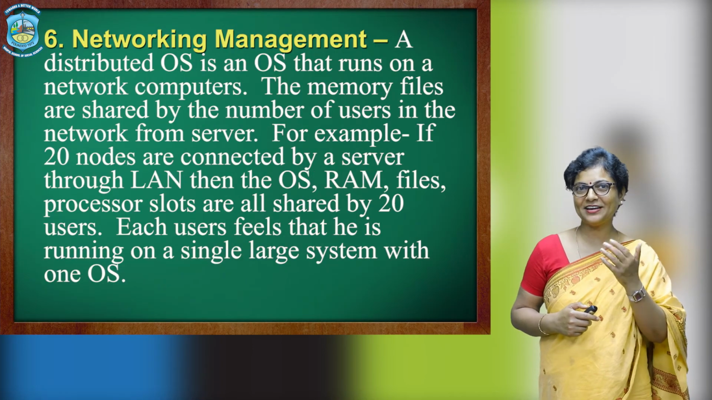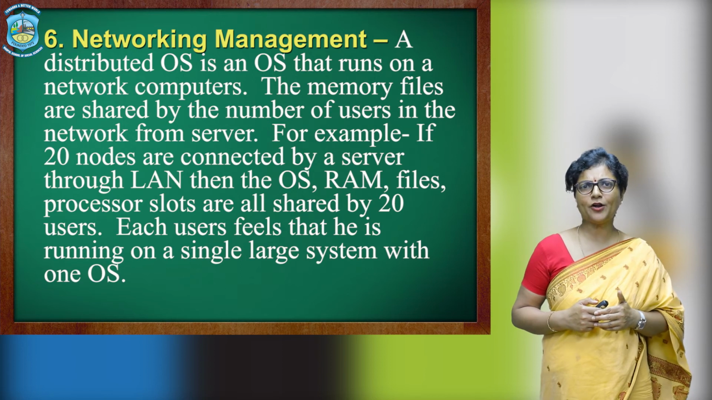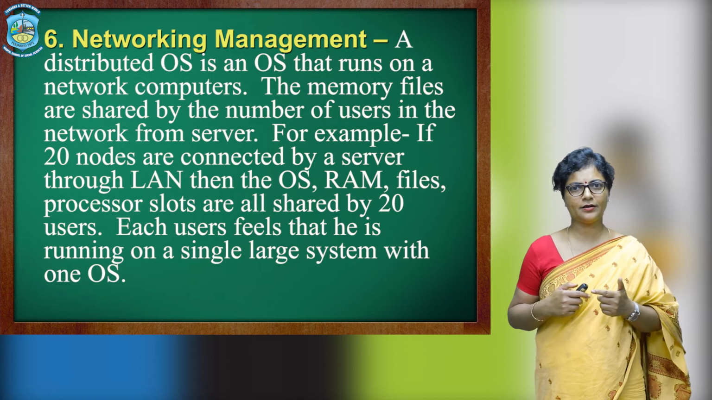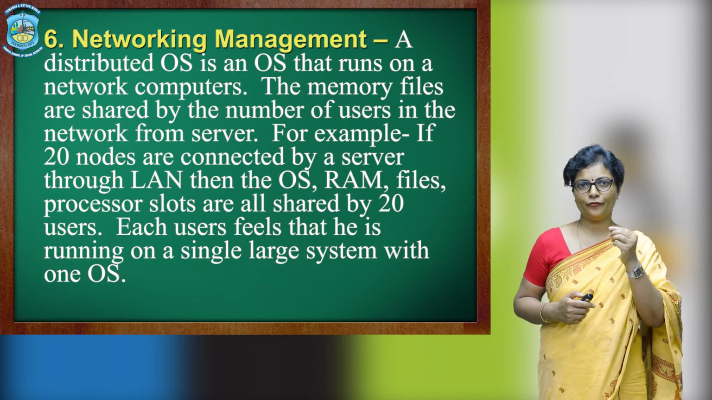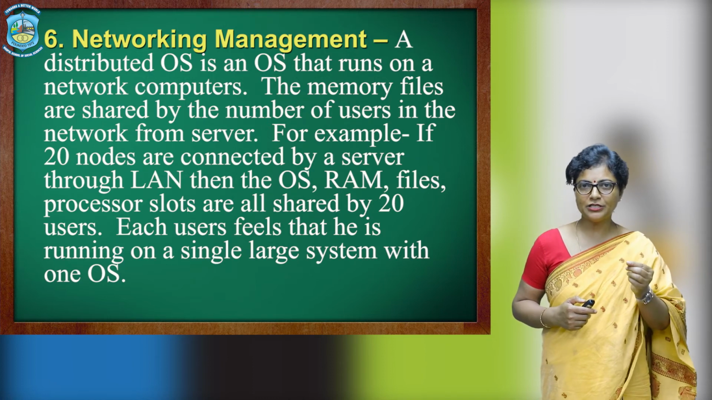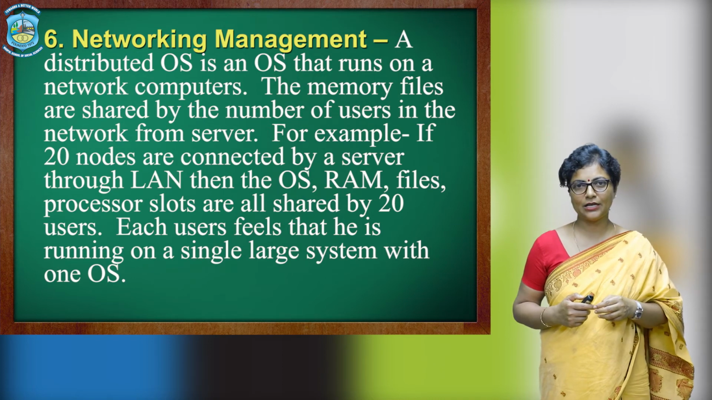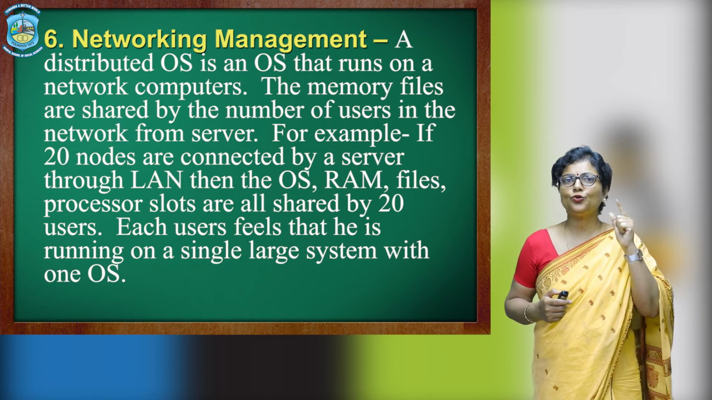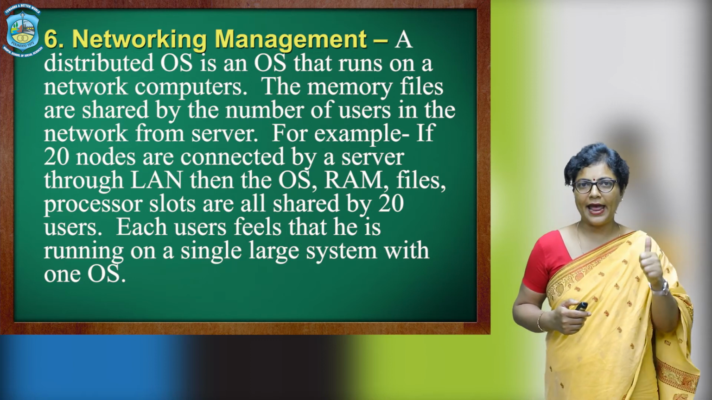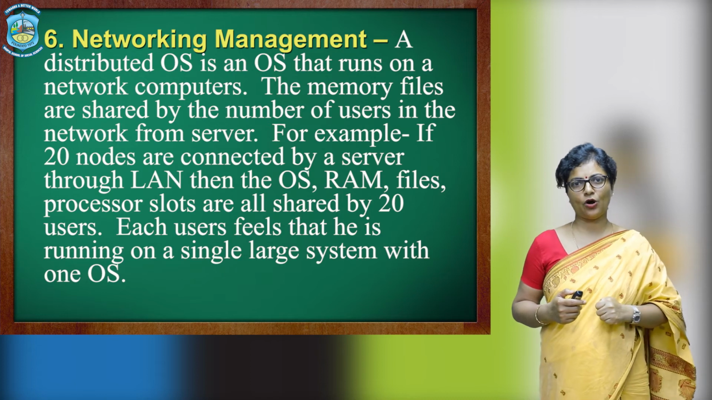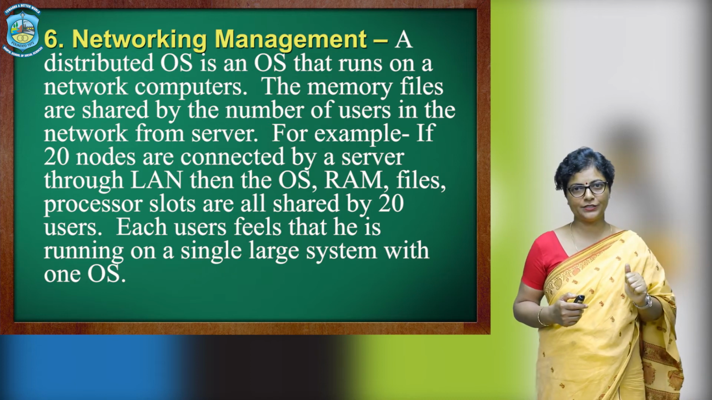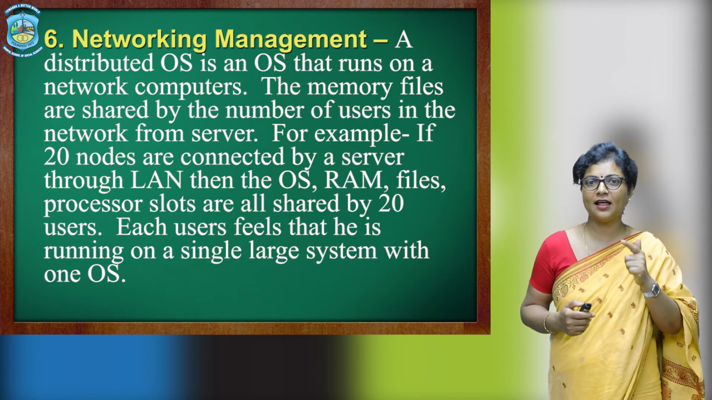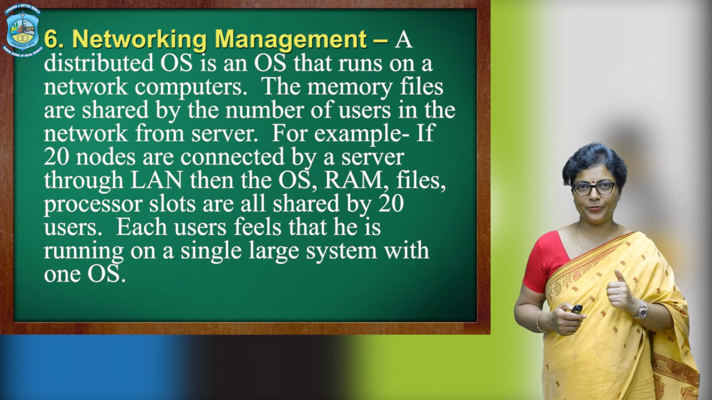Next is network management. A distributed operating system is an operating system that runs on networked computers. A number of users in the network share the memory and files from the server. For example, if 20 nodes are connected to a server through a LAN, then the OS, RAM, files and processor slots are all shared by the 20 users. Each user feels that he is running on a single large system with one operating system.